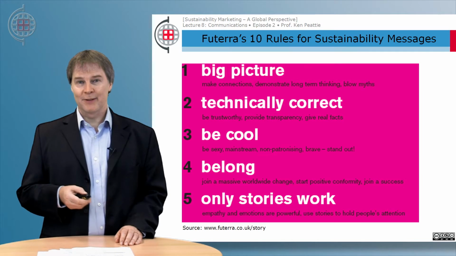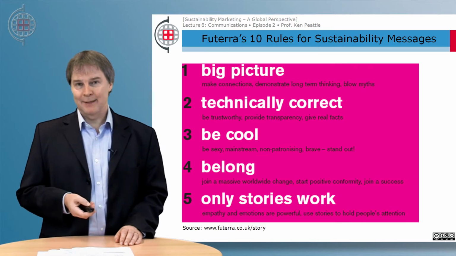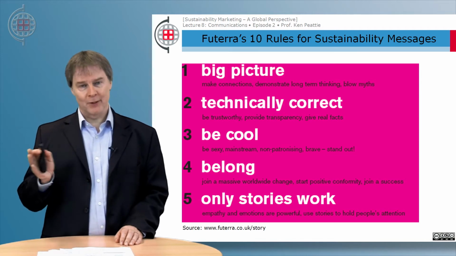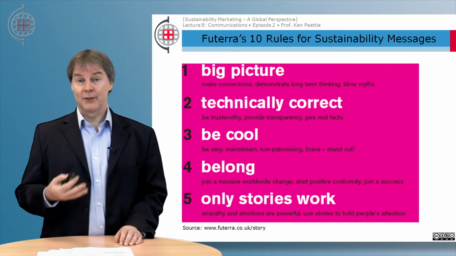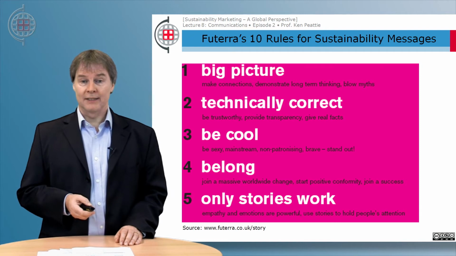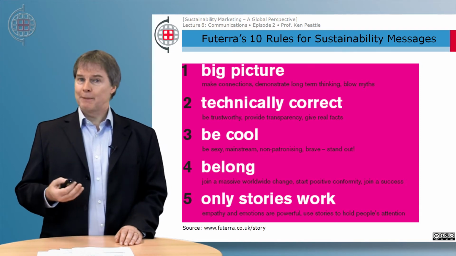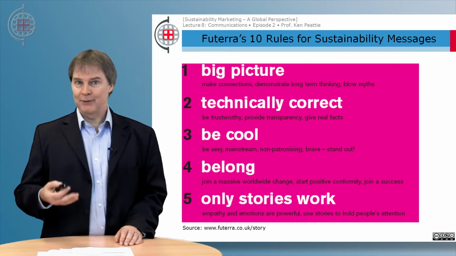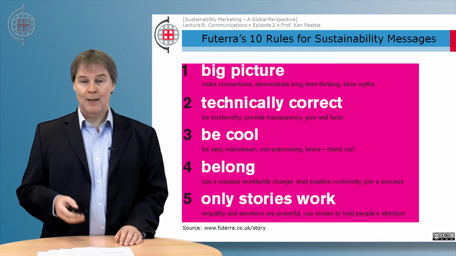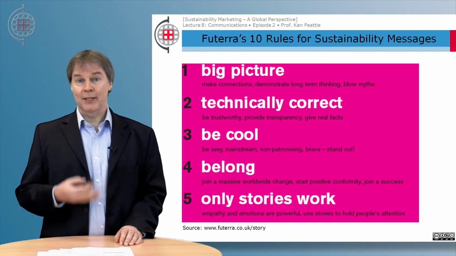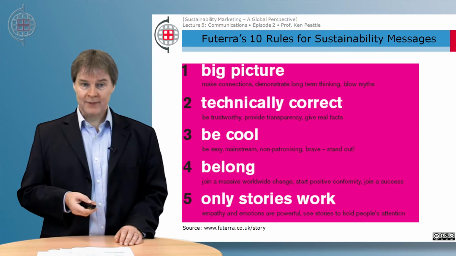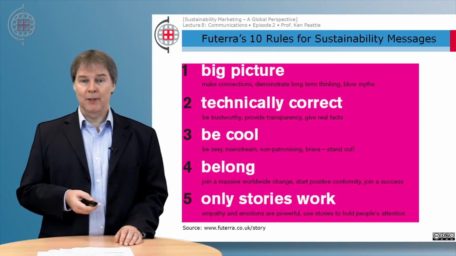The third rule is to be cool, and being cool is kind of easier to say than to do very often, but they talk about trying to make sustainability brands sexy, if you like. Make them look like part of the mainstream, not something that's too alternative and too different to what customers are used to dealing with. Not to be patronising, assume that your customers do understand the issues and do want to make sensible choices, but also to be brave, to stand out, to make your brand something different and to make it exciting.